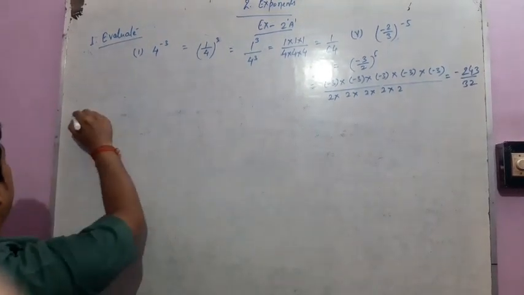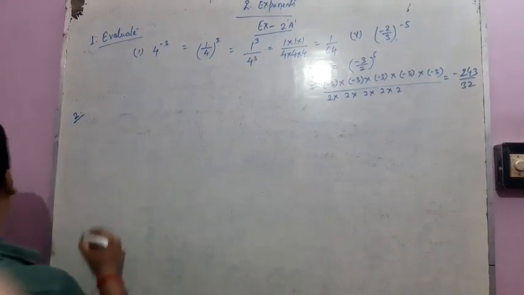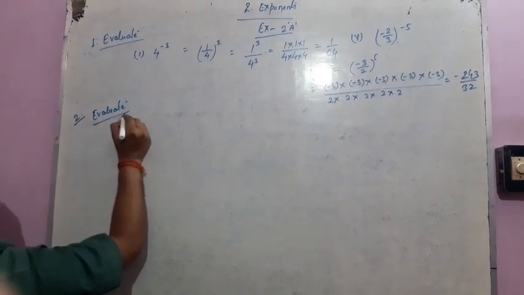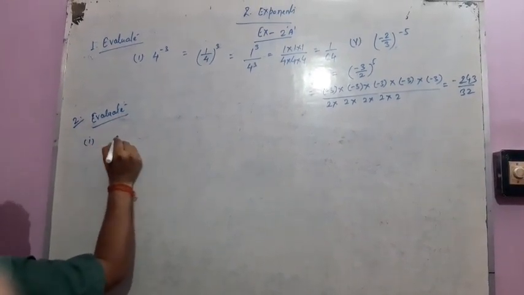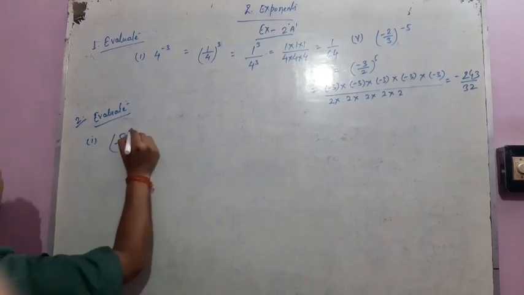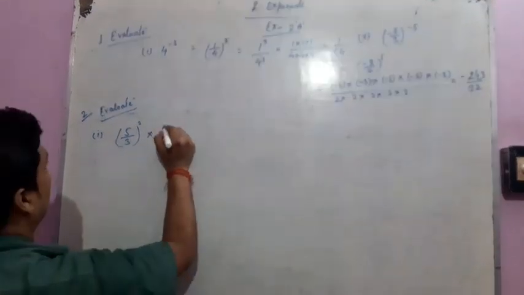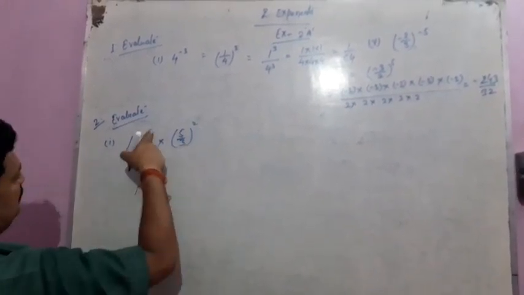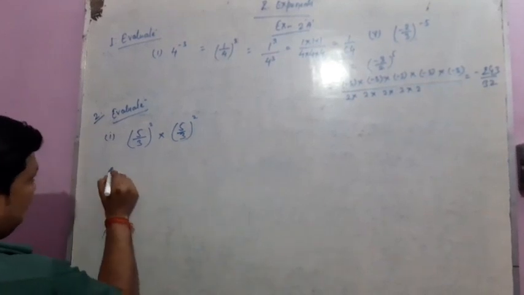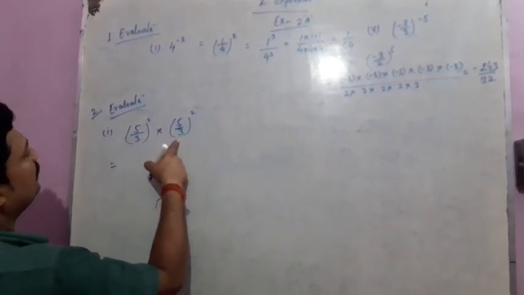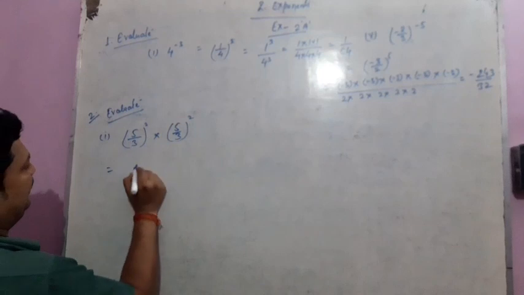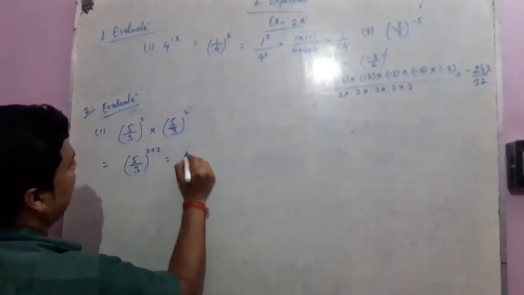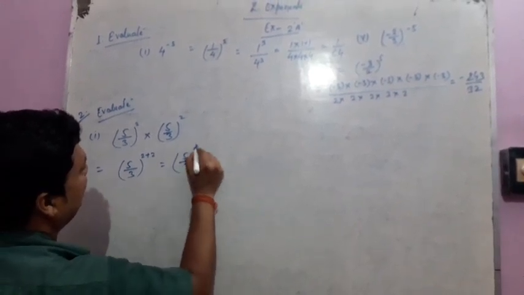Now move on to question number 2. Again here the question, evaluate. Here the first question is the square of 5 by 3 multiplied with a square of 5 by 3. Now both numbers have the same base, so for solving it, we add their exponents. As per the law of exponents, 5 by 3, 2 plus 2, that is 5 by 3 whole to the power 4.